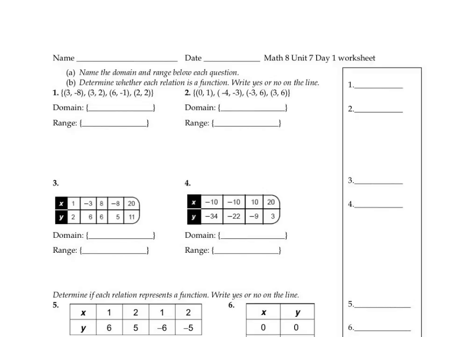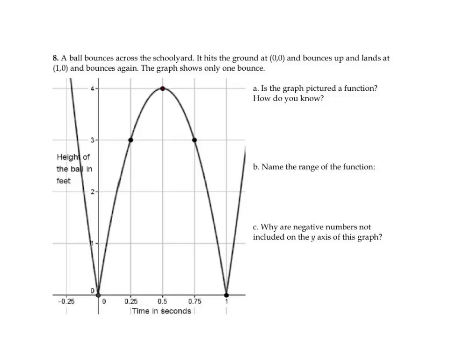Hey guys, so today we're going to look at the Unit 7 Day 1 worksheet, and we're going to flip over to the back. So this tells us on number 8, a ball bounces across the schoolyard. It hits the ground at (0, 0), and bounces up and lands at (1, 0), and bounces again. The graph shows only one bounce.